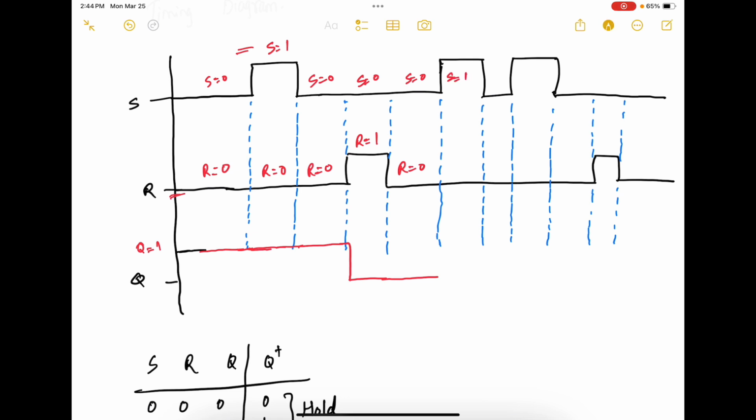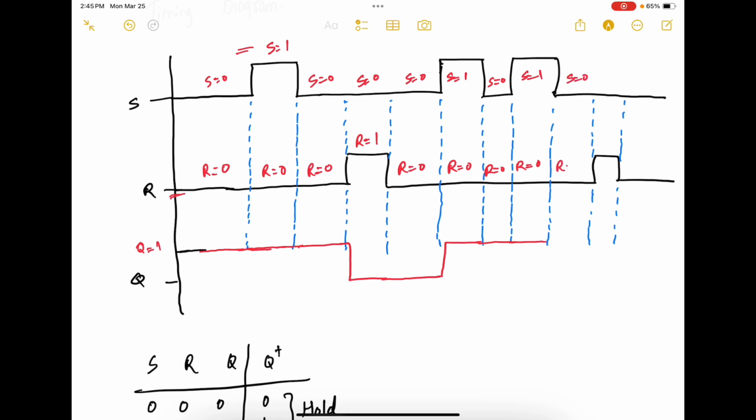Now here S is 1, R is 0. So that's the set operation. So when you set, it's going to go to 1, and it's going to happen at a slight delay. Right? Now we have S is 0, R is 0. So hold the value. S is 1, R is 0. It's supposed to set it. Since it is already at 1, it's going to keep the same value.